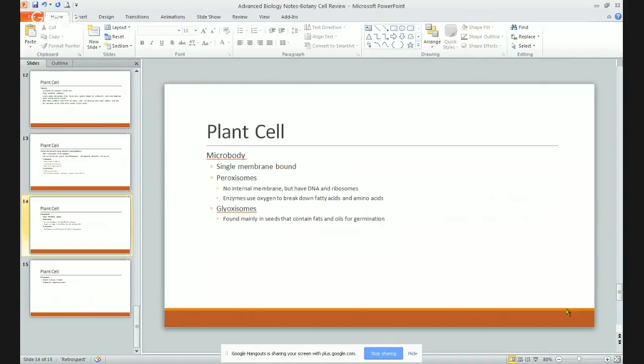Your glyoxysomes, usually you're going to find those mostly in your seeds. Not necessarily in a plant cell; you'd find them in the cells that make up your seeds. Mostly because they contain fats and oils that are necessary to convert the fats and oils for germination, so your plant seed can sprout.